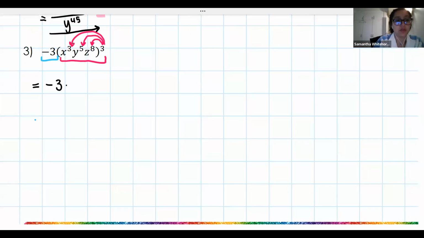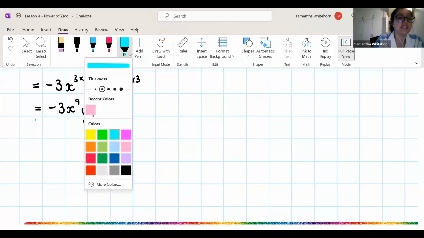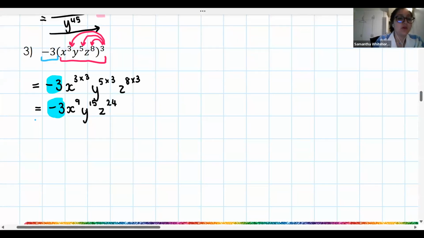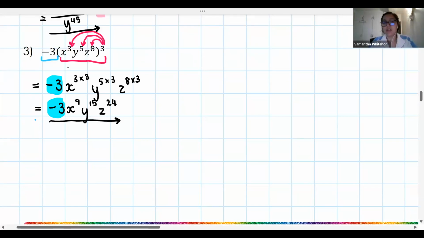And now I'm going to distribute. So I've got x to the power 3 times 3, y to the power 5 times 3, and z to the power 8 times 3. Again, my -3 is going to stay there. I don't do anything with it. 3 times 3 is 9. 5 times 3 is 15. z to the power 8 times 3 is 24. So this -3 coefficient just stayed exactly what it was. It wasn't in any way affected by the exponent. And so we will not apply the exponent to it because it is not inside the bracket.